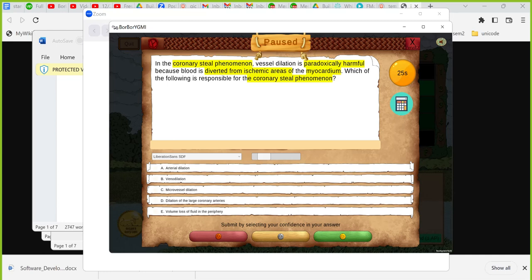So I believe that coronary steal phenomenon is where the blood supply to the heart is stopped or it's restricted. The heart supply to the blood.